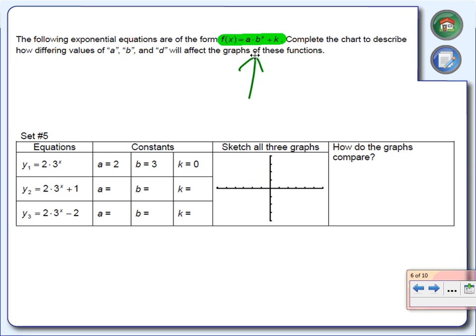All right, so these are the three equations that we're working with. Notice there's three things here. There's an A, there's a B, and there's a K. On the first equation, A is a 2, B is a 3, and K is a 0. So there is no K, there is no plus number on it. What about the second equation? What's the A for the second equation? 2. The B for the second equation is 3, and the K is a 1. I'm looking at that plus 1. The last equation, what's the A value for the last equation? 2. The B value is 3, and our K is a -2.